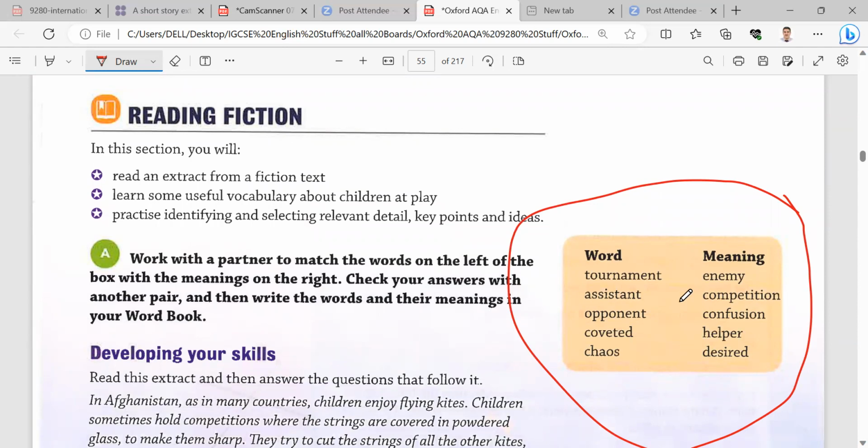I need you to match the word to its meaning. Match the word on the left to its meaning or synonym on the right. Tournament, for example. What does tournament mean? What is the synonym? Competition. Competition, perfect. So tournament means competition. Assistant. Helper. Helper, perfect. Opponent. Enemy. Enemy, the person you are playing against. Coveted.